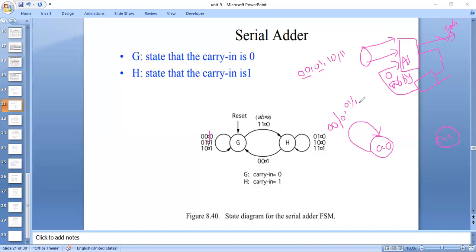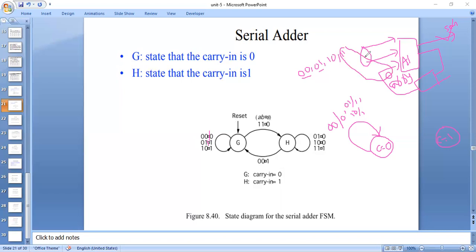Okay, and we have another input 1 0. When we give 1 0, what do we get? Put a comma and write here. And output also 1, and the carry will be 0, so it will be in the same state, right? And next we have to add these 3 bits.